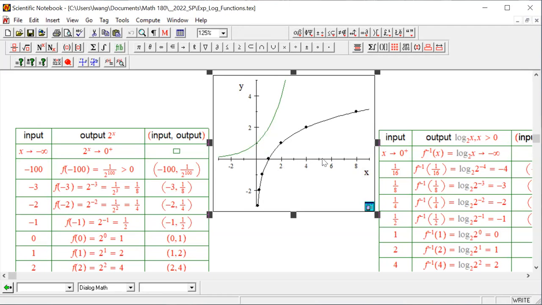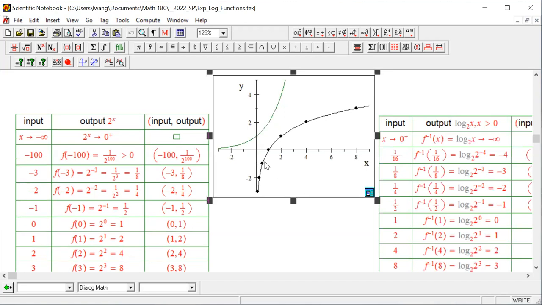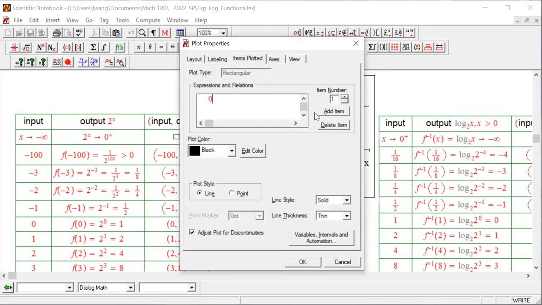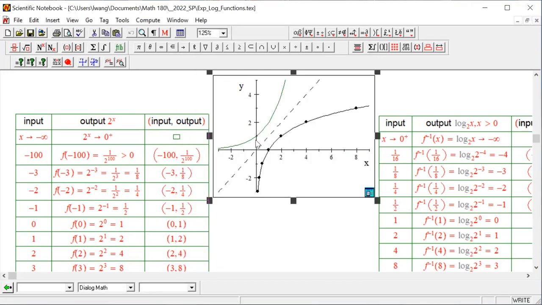If I make the scale comparable, they're symmetrical with respect to the line of symmetry. In particular, you might notice the swap of x and y, the swap of input and output we've been talking about. It causes some interesting correspondence between these points.